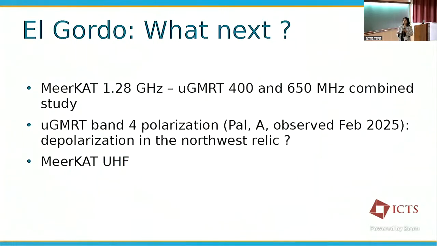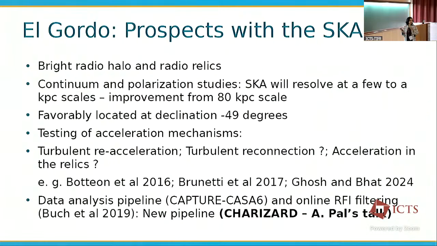We have MeerKAT 1.28 gigahertz already, and we would like to do a polarization study to understand the depolarization towards the northwestern relic, and also MeerKAT UHF. It is an important target, I would say, for the SKA because it is very favorably located at a declination of minus 49 degrees.